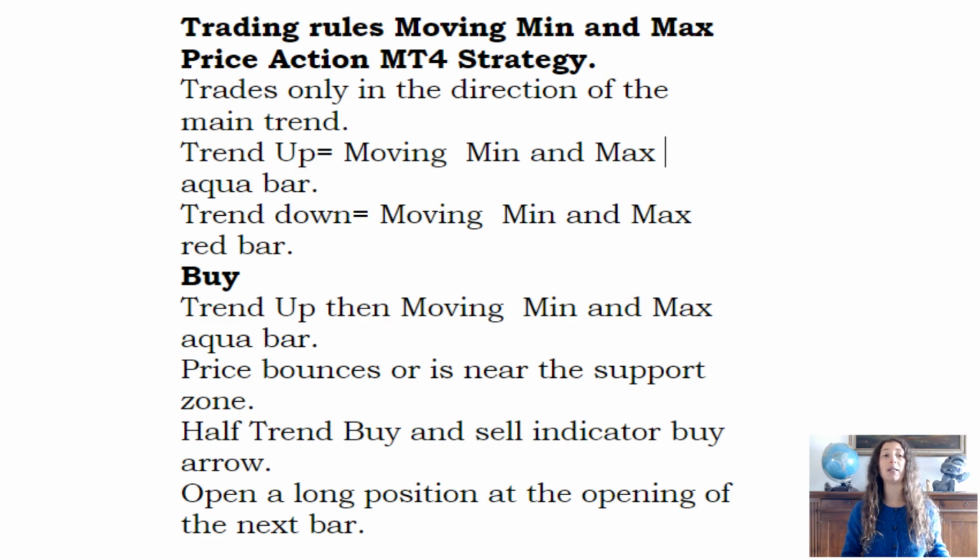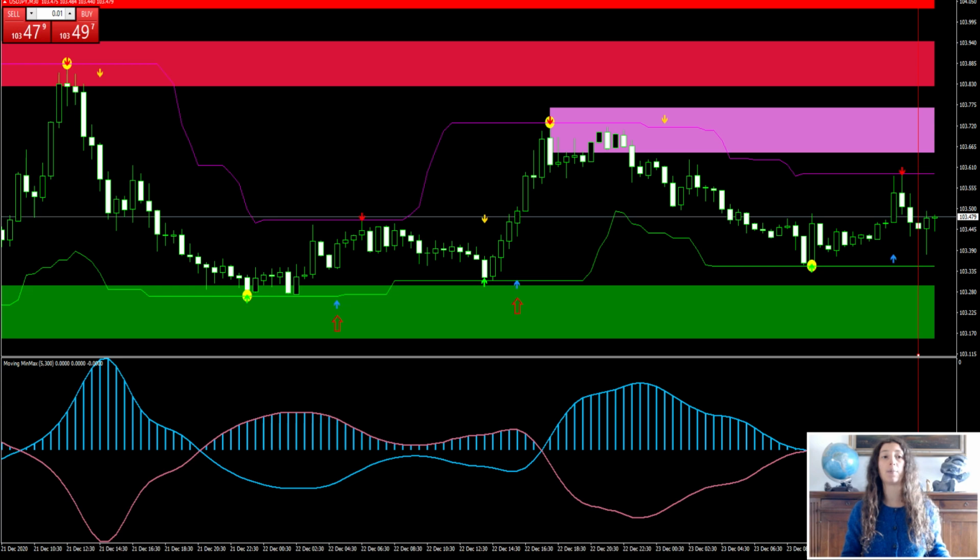Buy: trend up, so the Moving Min and Max shows an aqua bar. Price bounces or is near the support zone. The Half Trend Buy and Sell indicator shows a buy arrow. Open a long position at the opening of the next bar.